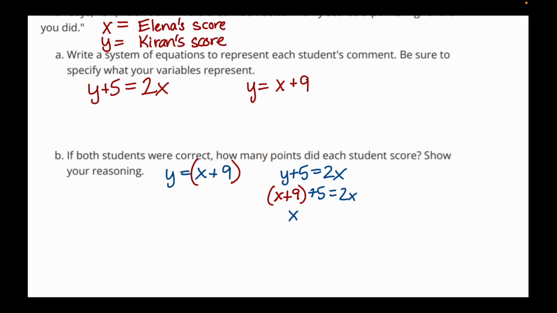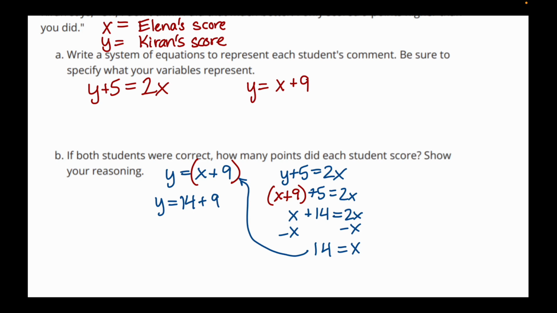We don't need the parentheses because we don't have to multiply anything here. So this can just be x. And then 9 and 5 can become 14. That's equal to 2x. We actually subtract x from both sides, and we'll just get that 14 is equal to x. So that's going to be Elena's score. And then for Kieran's, we take this 14 back up here, and we can say y is equal to 14 plus 9. So y is equal to 23.